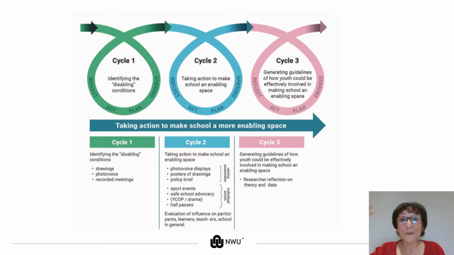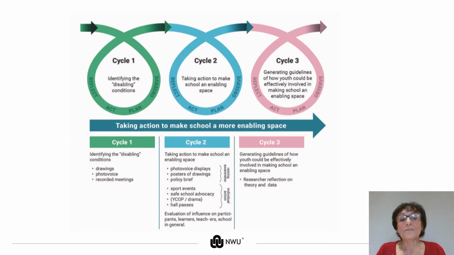And then, so she had worked with the learners to do this through cycle two, and then cycle three was, how do we generate guidelines about how youth can be effectively involved in making school an enabling space? And she made this cycle three, and she reflected on the theory and on the data, and went through that process as well, observing what she'd seen, planning ideas and things, taking action to share her thesis, and reflecting on it.